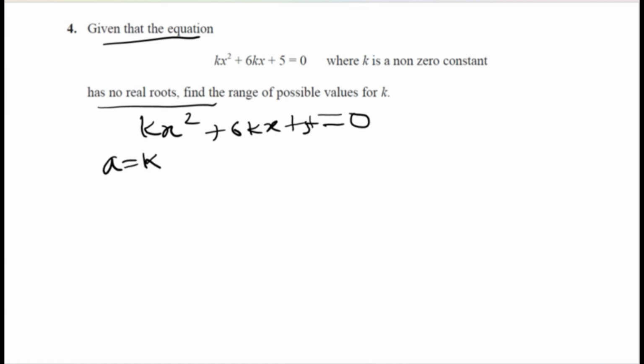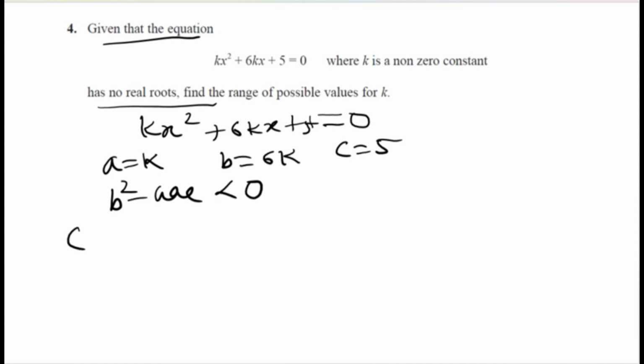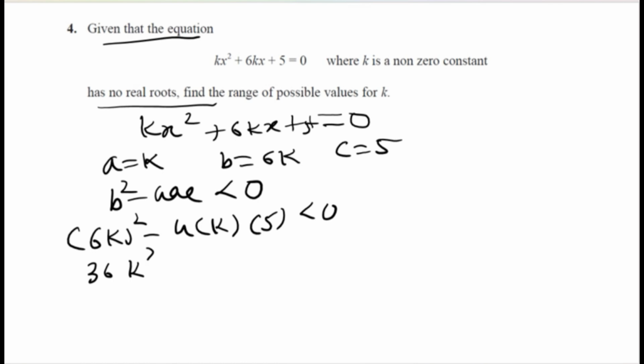My a is equal to k, b is equal to 6k and c is equal to 5. b squared minus 4ac less than 0. So (6k) squared minus 4ac less than 0. 36k squared minus 20k less than 0. 4k is common, so we can write it down as 4k(9k minus 5).